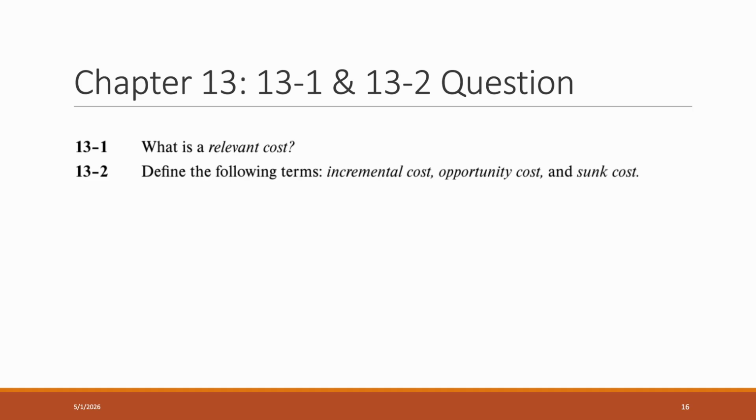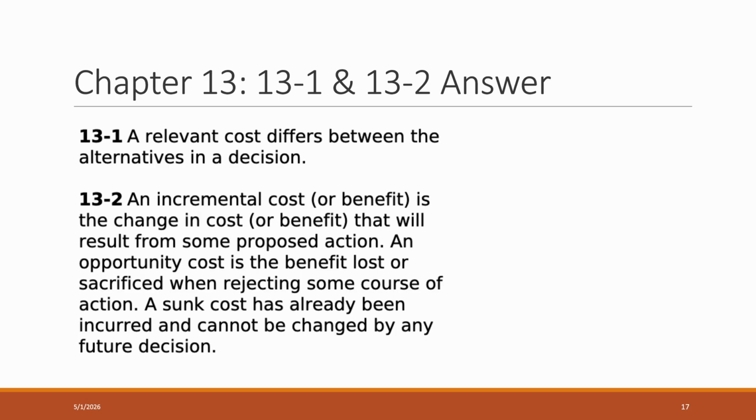And 13-2, define the following terms: incremental cost, opportunity cost, and sunk cost. An incremental cost or benefit is the change in costs or benefit that will result from some proposed action. An opportunity cost is the benefit lost or sacrificed when rejecting some course of action. A sunk cost has already been incurred and cannot be changed by any future decision. They all seem a little bit similar in definition, but definitely know the difference between all your different costs, because you will be asked about these and how to calculate these in the exam.